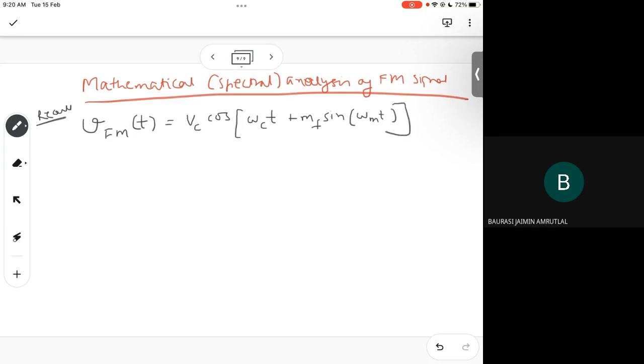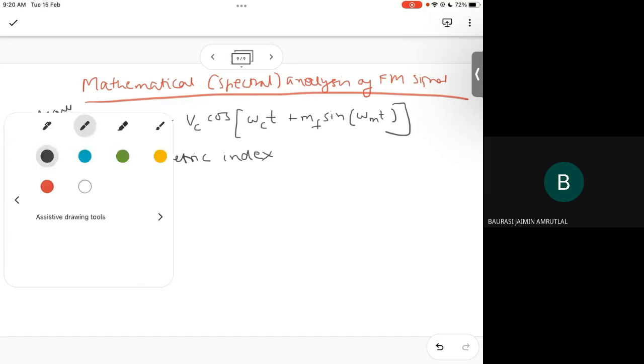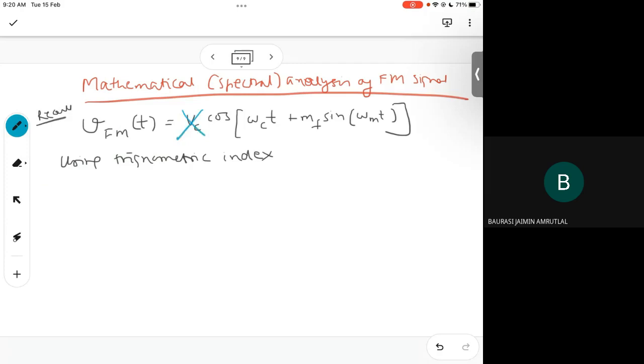In the case of AM, it was the product of the two functions. Here, if I use the trigonometric identity, for simplicity I ignore the amplitude and just concentrate on the frequency part for the time being. So I could write this as cos(omega_c t plus mf sine omega_m t). I just ignored the amplitude, okay.